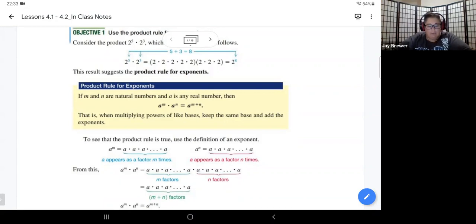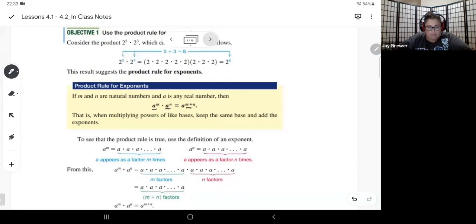Product rule, and we're going to be talking about integer exponents, and a little to do with section 4.2, which is scientific notation. So what we have to do for the product rule is anytime we have same bases, so right here you can see we have a and a, we're going to add the exponents. Okay, so let's do that with some examples.